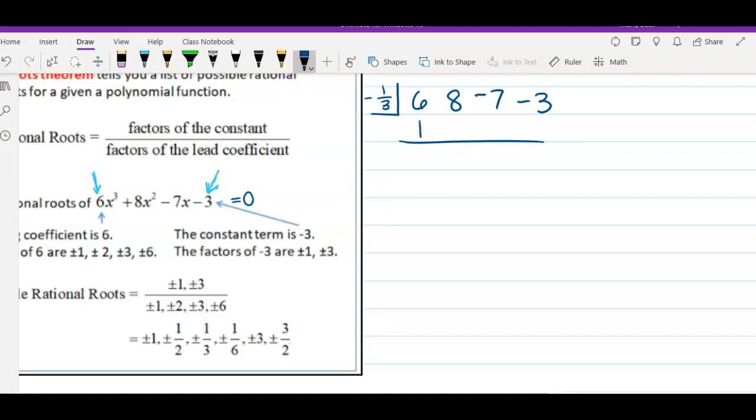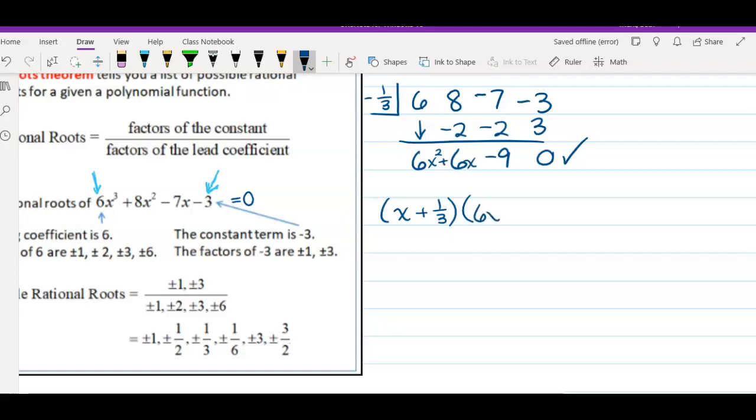Let's try -1/3. When I bring down the 6, I get a -2. Combined with 8 gives me 6, which makes another -2. Combined with -7 makes -9. Times a -1/3 is a +3, and we have a winner. So now I know x plus 1/3 is one of the factors, and my remaining polynomial is right here, 6x squared plus 6x minus 9.